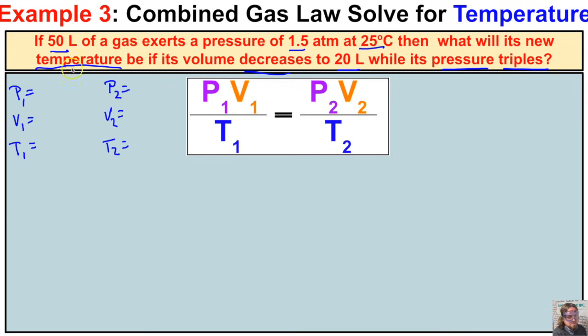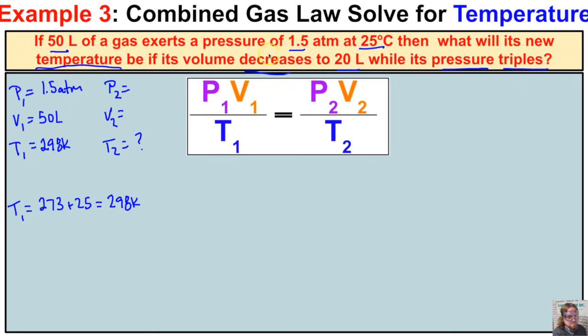It tells us that we have 50 liters of a gas starting out, so that's going to be V1. It's exerting a pressure of 1.5 atmospheres, so that is going to be our P1. And its temperature is 25 degrees Celsius. So temperature needs to be converted into Kelvin. We'll take 273 plus 25, and we'll end up with 298K as our T1. So T1 is going to be 298K. Let's read on. We're asked to figure out its new temperature. We want to figure out T2 apparently.